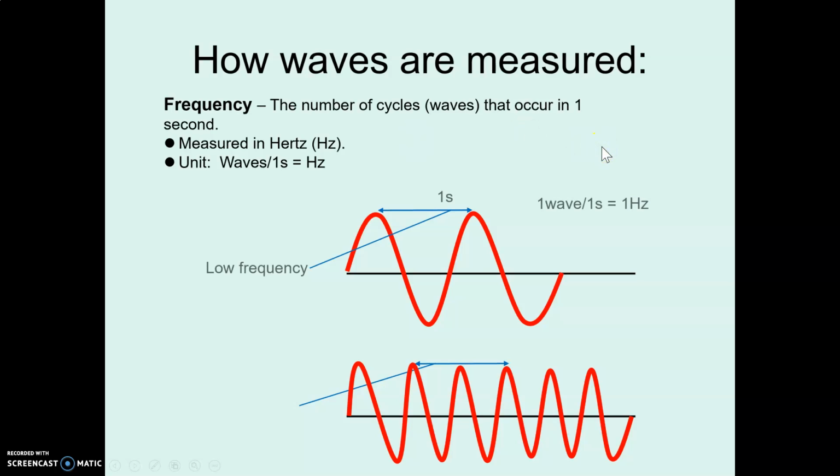So in this top example here, we have a very low frequency, okay? Again, we've got that long wavelength, very low frequency. In 1 second, we only see one wave pass. So that would be equal to 1 hertz for the frequency of that wave.